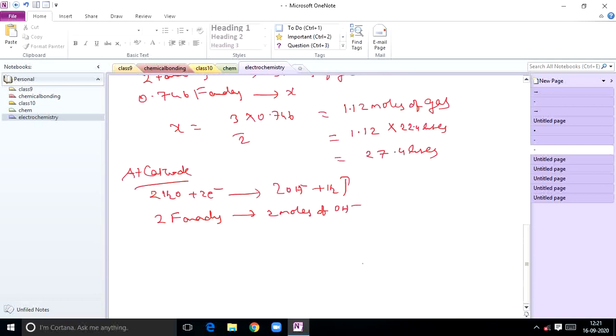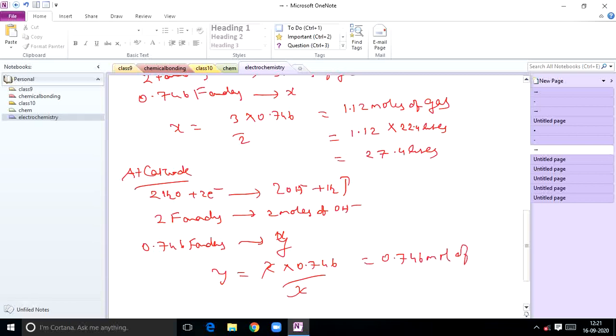Now for 0.746 Faraday, already we calculated. For 0.746 Faraday, how many moles of electrons you will get? How many moles of OH minus ions you will get? You consider it as Y. So Y is equal to 2 into 0.746 by 2. So how much you will get? 0.746 moles of OH minus ions.